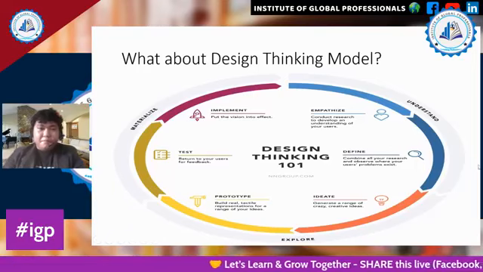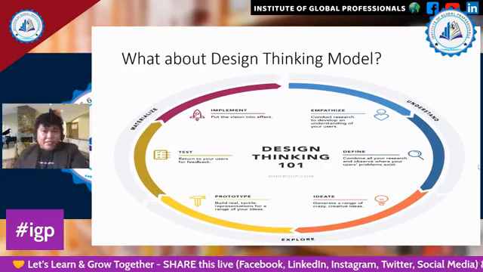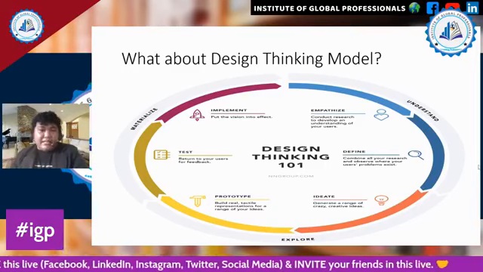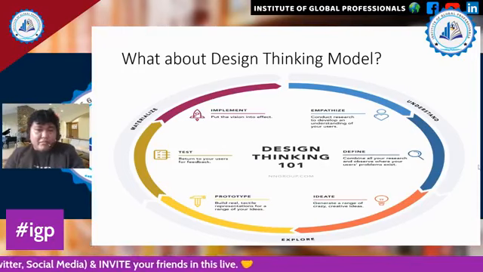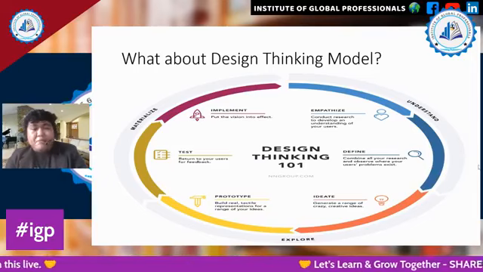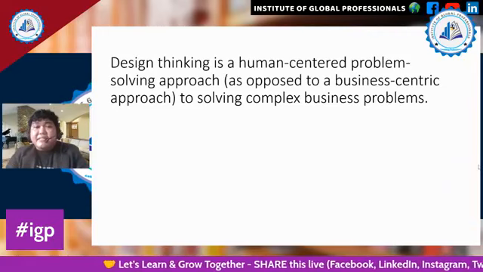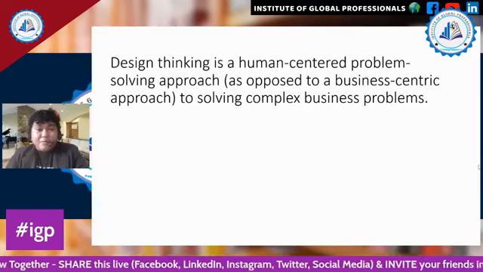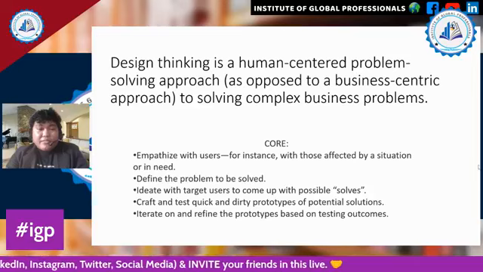Now, what about the design thinking model? We have talked about a lot of instructional designs. So where does the design thinking model go? Well, this is the conceptual background of the design thinking model, which includes the core steps: empathize, define, ideate, prototype, test, and implement. Now, design thinking is a human-centered problem-solving approach as opposed to a business-centric approach to solving complex business problems. So, as mentioned, the core is as follows.